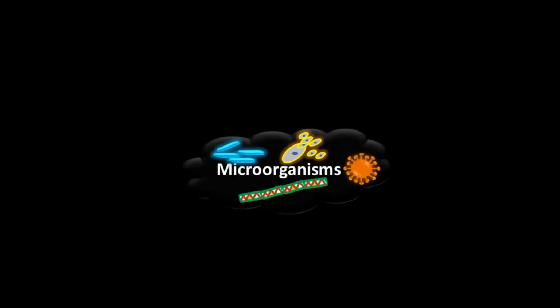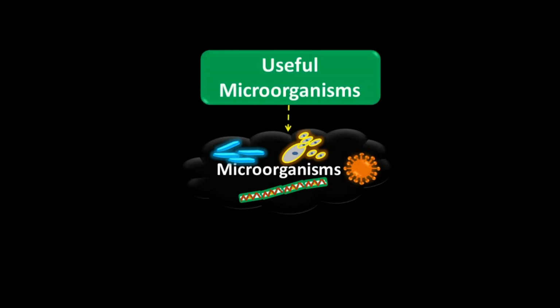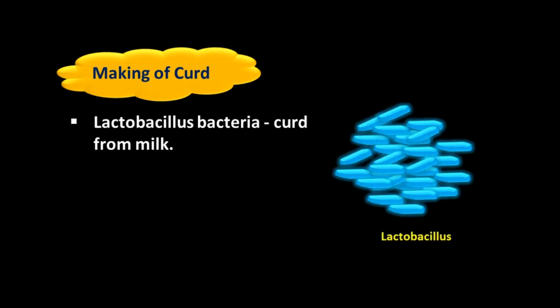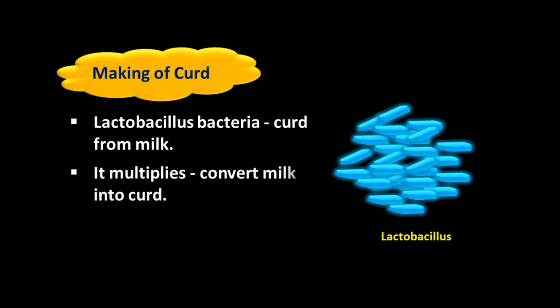Microorganisms are mainly divided into two groups: useful microorganisms and harmful microorganisms. Let's see useful microorganisms. First use of microorganism, making curd. Lactobacillus bacteria help to make curd from milk. It multiplies in milk and converts milk into curd.